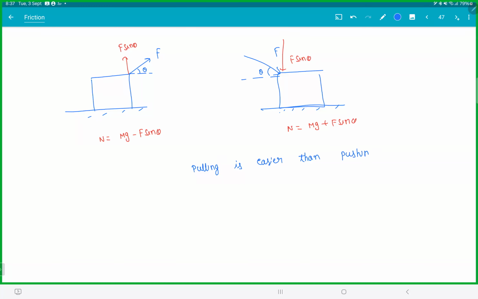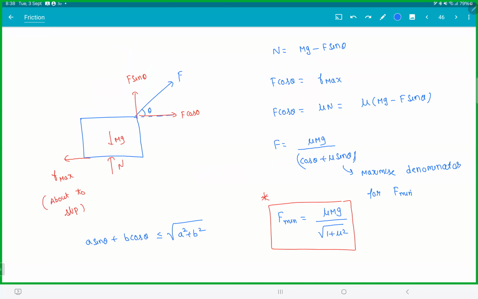Have you ever seen in movies, the hero kills the villain and drags his dead body? He never pushes the dead body. Right? So the hero is like this, the villain is there on the ground like this, and this guy is dragging the dead body and going. So you're able to visualize. Pulling is easier. Clear with this?